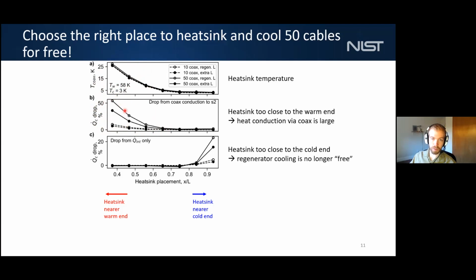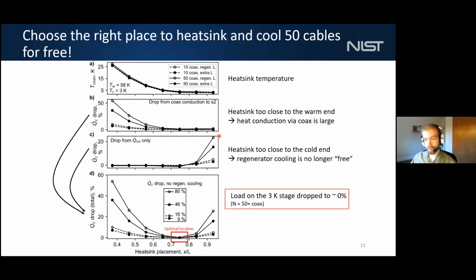You can lose 50% or more of your cooling power at 3 Kelvin just because of these cables. And then the third subplot is showing a different effect. This is the drop in cooling at 3 Kelvin directly from applying intermediate cooling. So you can't apply these heat sinks too close to the cold end, or some of that heat is directly absorbed by the cold heat exchanger.